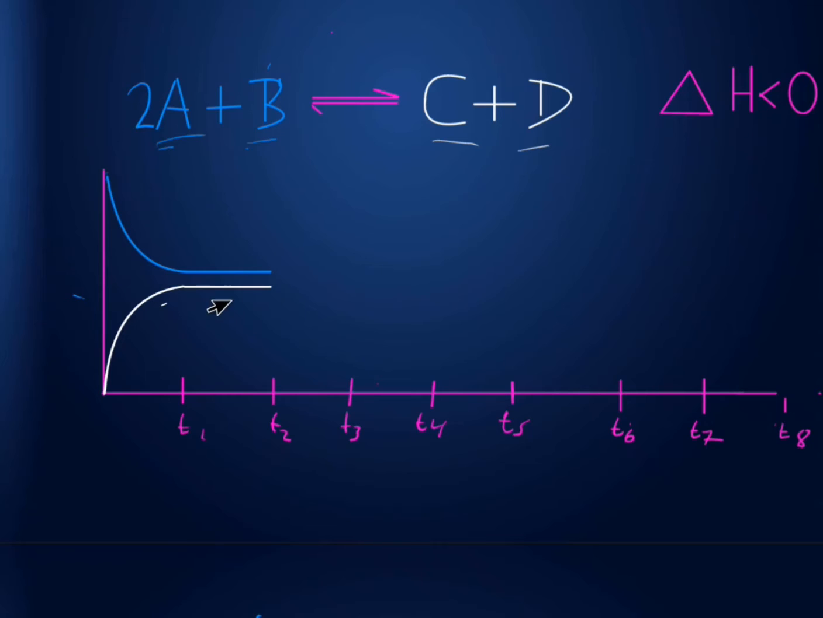So we have an equilibrium up until T2. Let's just say at T2, we've just made a disturbance. Now, let's say we have decided to increase the concentration of B.